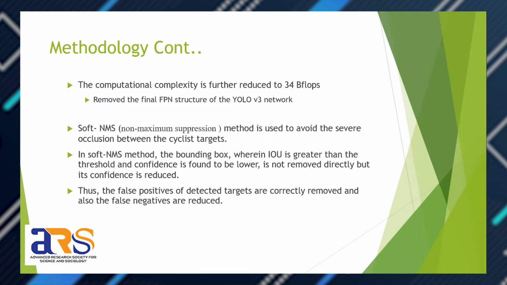The next thing is we use soft NMS, that is the non-maximum suppression method, to handle the severe occlusion between the different cyclists, that is the targets. In soft NMS, a bounding box where the IOU is greater than the threshold and the confidence is found to be lower is not removed directly, but its confidence is reduced. Thus the false positives of the detected targets are correctly removed, and the false negatives are also reduced. So we only get true positives.